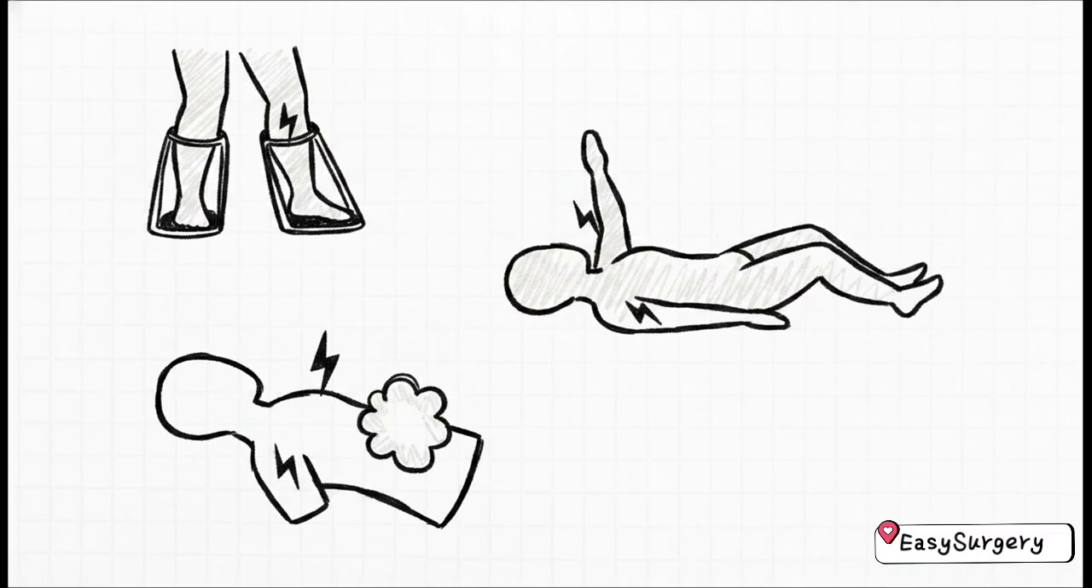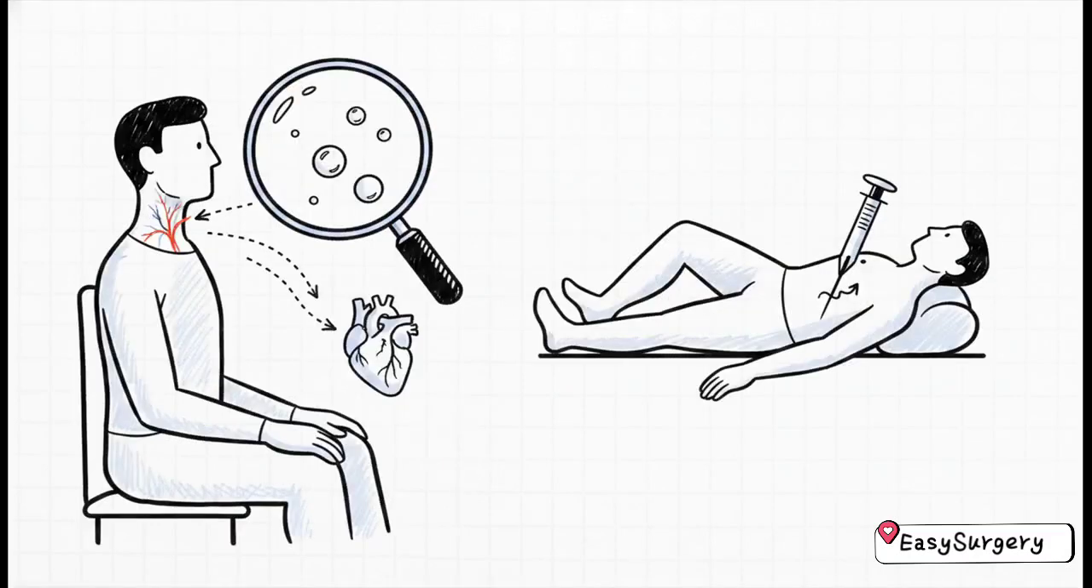Oh, and here's a wild one. After a reversed Trendelenburg laparoscopic surgery, patients often wake up with referred pain in their right shoulder tip. This happens because the carbon dioxide gas used to inflate the abdomen gets trapped right under the right side of the diaphragm. One of the most fascinating setups is Fowler's position.